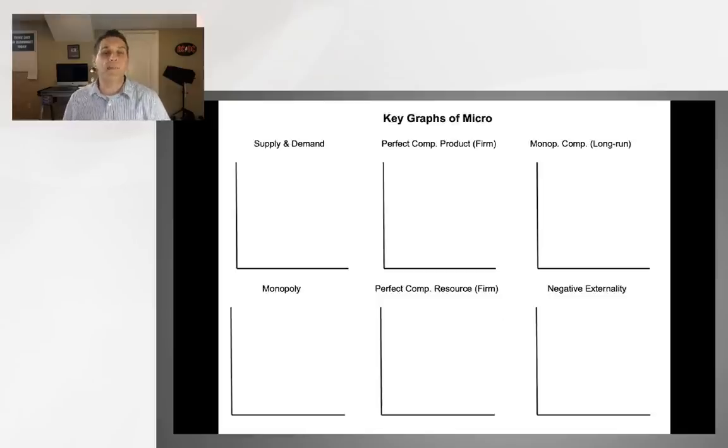All right, that being said, we are going to graph all these things later on: supply and demand, perfect competition in the product and resource market, monopoly competition. Make sure you can do these. The AP test is kind of predictable in that way. The free response is you're always going to have to draw either monopoly or perfect competition side-by-side graphs. So we'll practice that today.